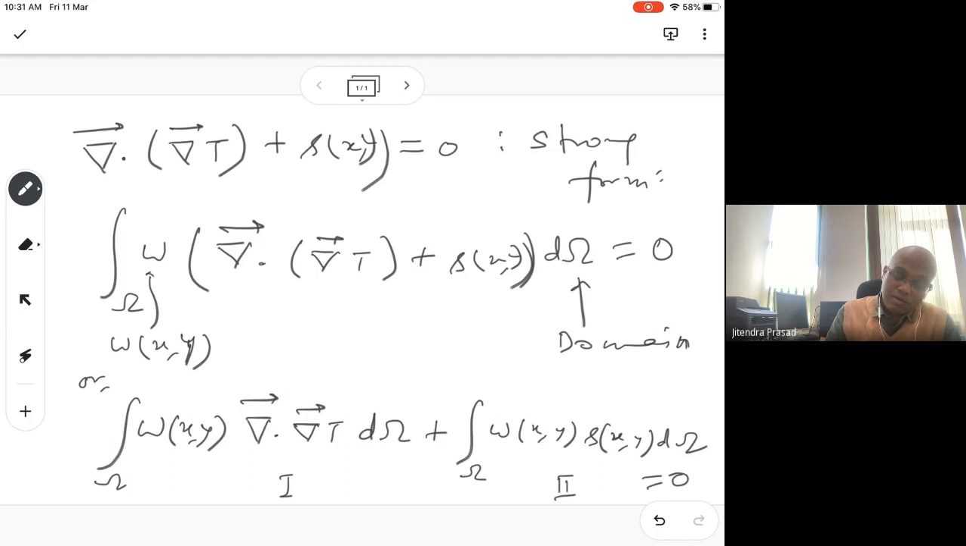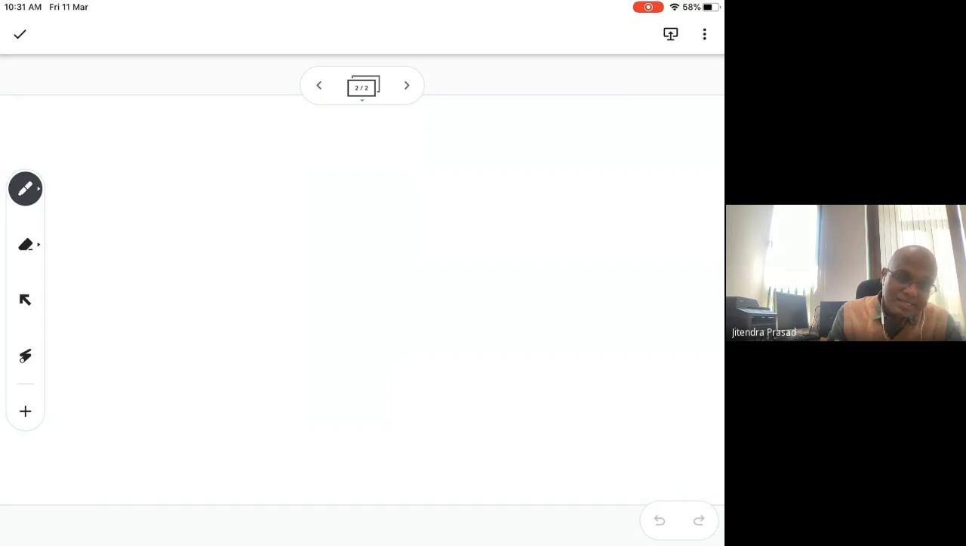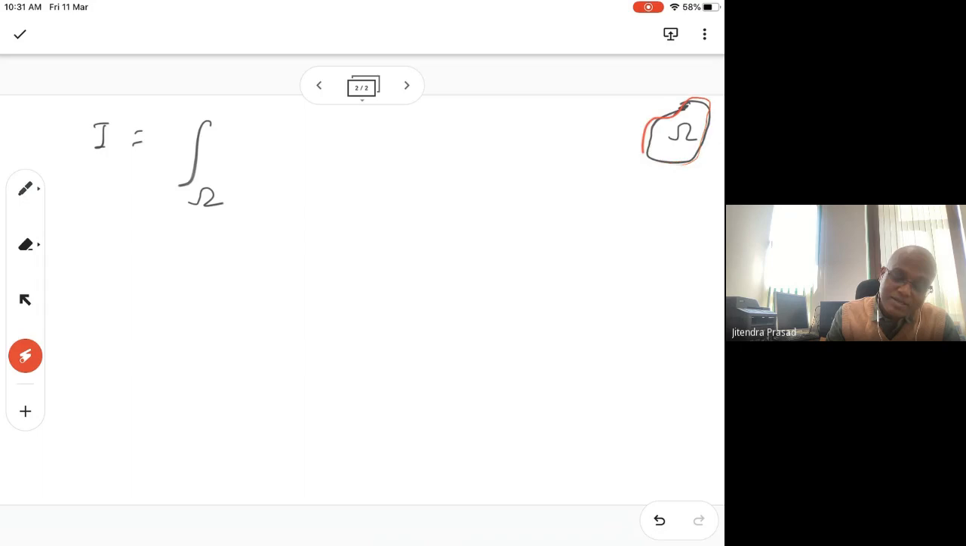Okay. Now, let's take the first one. The first one is equal to the integral over the whole domain. When we say domain, this is the omega, where this is 2D, but it may have an irregular surface. This is the notation: omega for the domain, and for the boundary you use gamma.